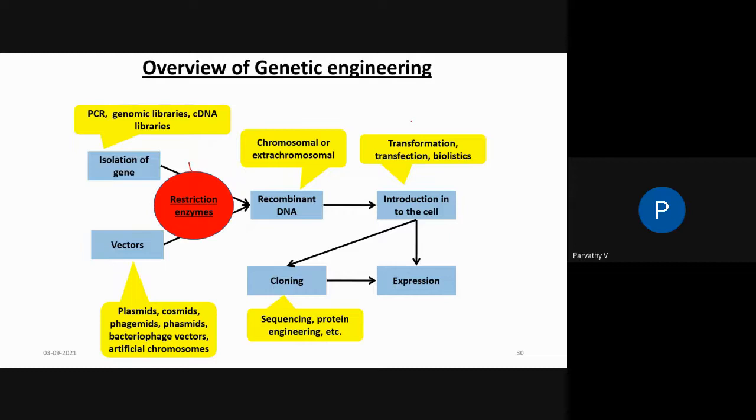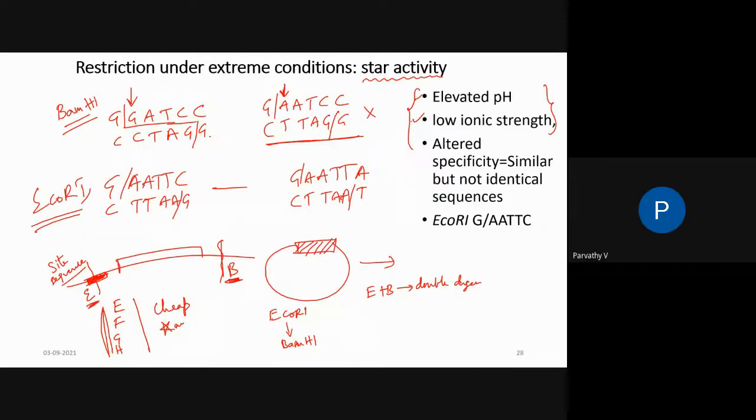So one other doubt. Yes, please. Is there any specific reason why low ionic strength and elevated pH are the reasons for star activity? Like why basic pH generally prefers these particular criteria? Yeah, I am not very clear about the specific details, but I will give you what our thought should be there.